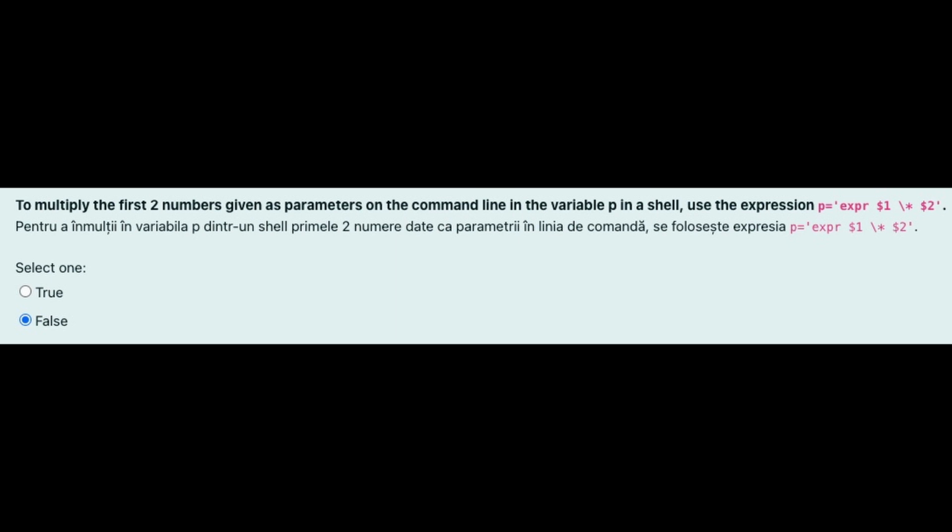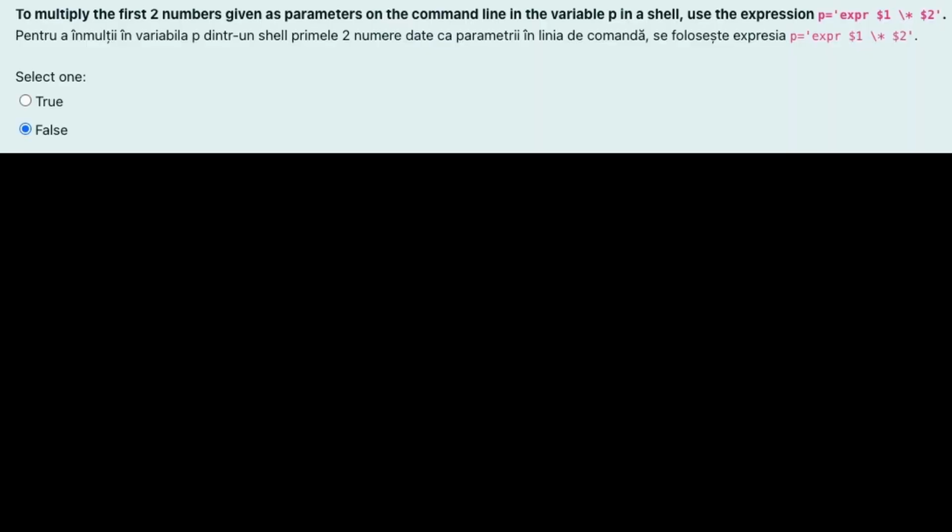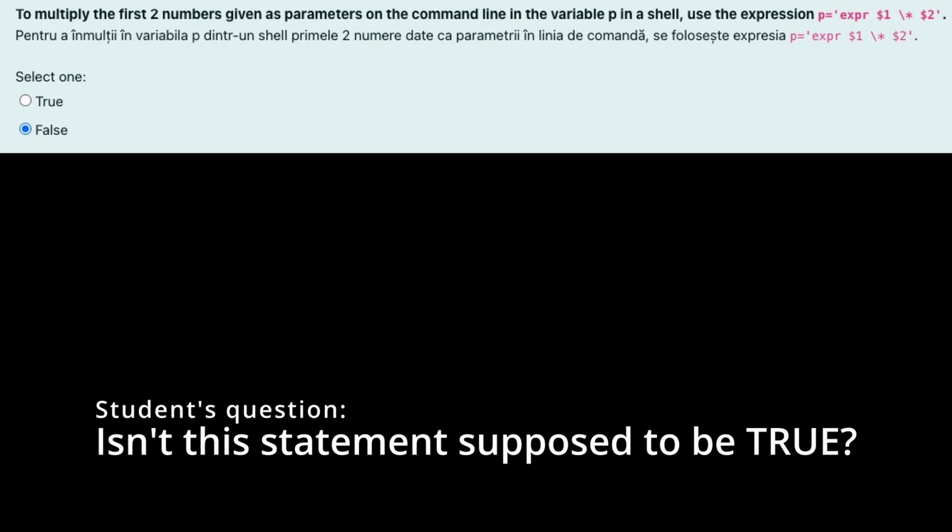We have here a statement that says, to multiply the first two numbers given as parameters on the command line in the variable p in a shell, use the expression p equal apostrophes command expr $1 multiplied by $2 and apostrophes. The statement is false, and the student's question is, isn't this statement supposed to be true?